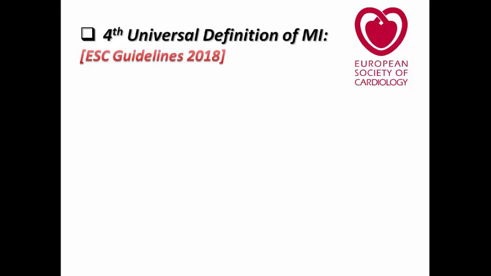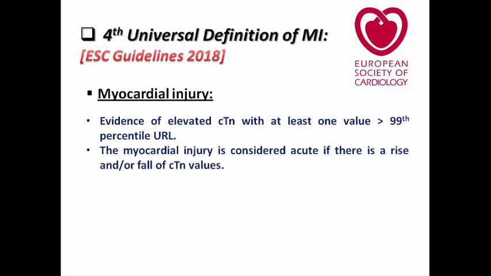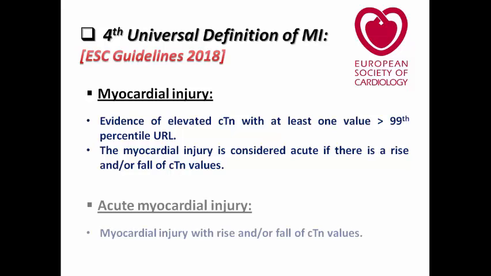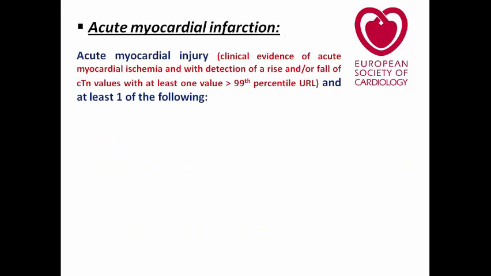But the definition of myocardial infarction, in which we are using the 4th universal definition of the ESC guidelines in 2018, is different. First of all, myocardial injury is defined as evidence of elevated cardiac troponin with at least one value above the 99th percentile upper reference limit. And we consider the myocardial injury to be acute if there is a rise and or fall of cardiac troponin value. So myocardial injury is just elevation of the cardiac troponin above the 99th percentile, and if there is a rise and or fall, so it is dynamic, so it is acute injury rather than chronic injury.